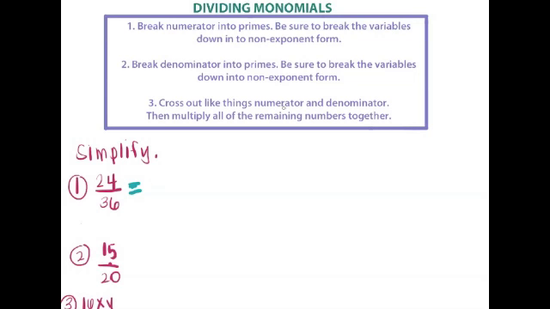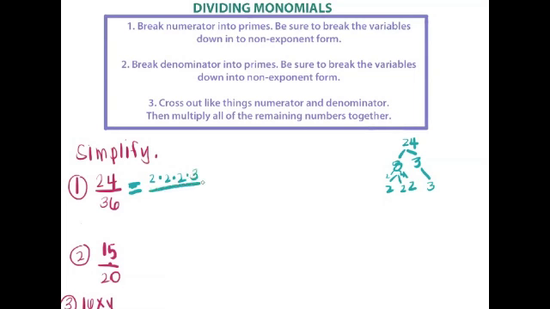If I go over to the side here and do some scratch work, 24 could be 8 and 3. And then 8 is 2 times 4, and 4 is 2 times 2. The 3 is already prime, so it just stays like that. So 24 on the top as a product of primes would look like 2 times 2 times 2 times 3.